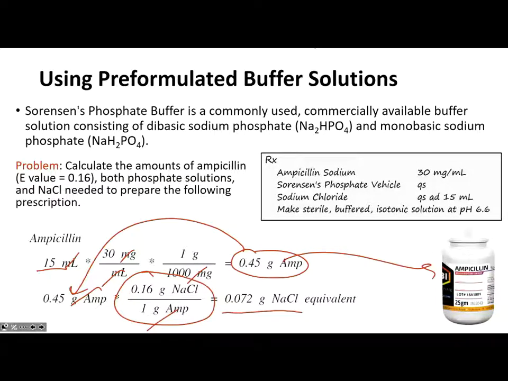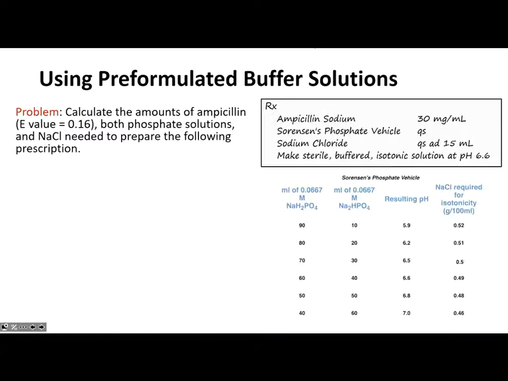So would you agree, 0.45 grams of ampicillin mimics osmotically how much sodium chloride? 0.072 grams. Any questions about that? That's kind of the first part to the isotonicity. All right, we'll skip that. We'll come back to that in a minute, and let's deal with the buffer.